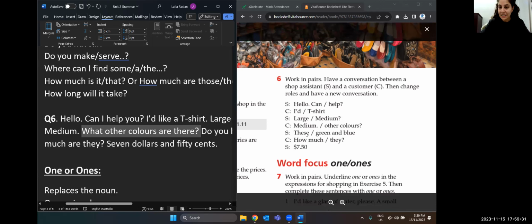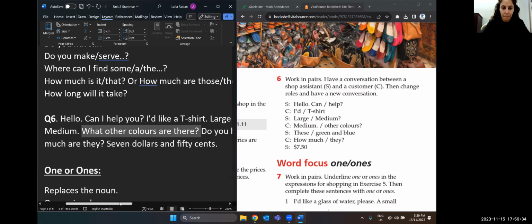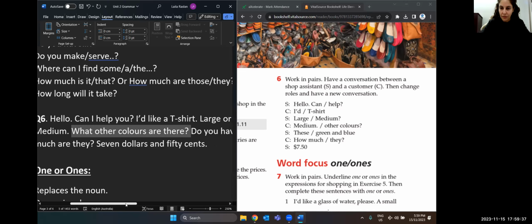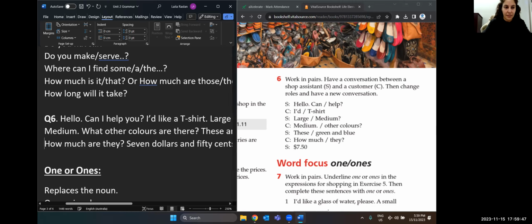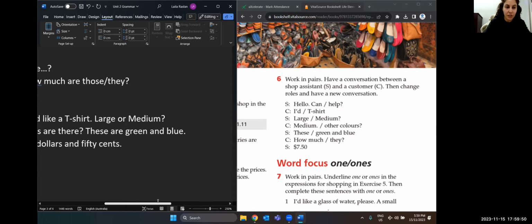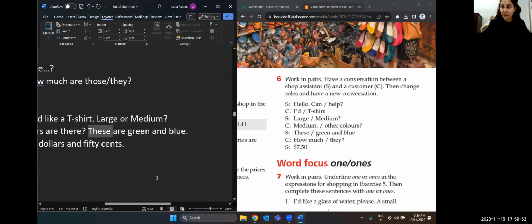These are green and blue. So remember your plural when you talk about many, and these is close, those were far away. So she must be close to some objects, many objects. And she's saying these are green and blue.